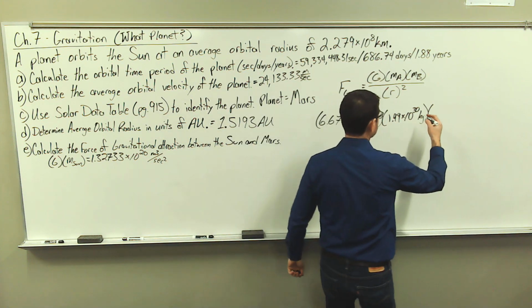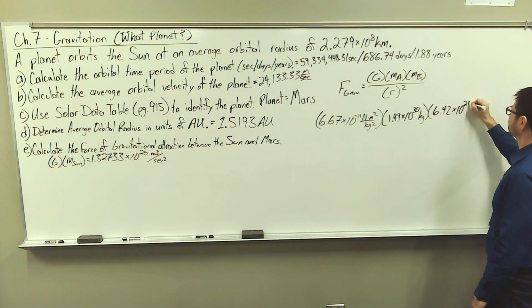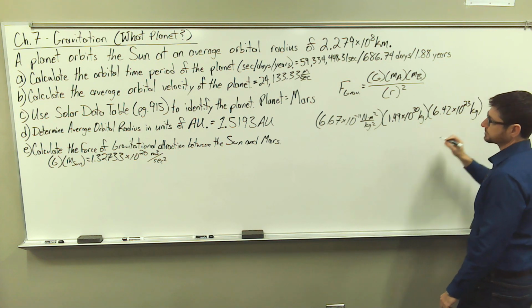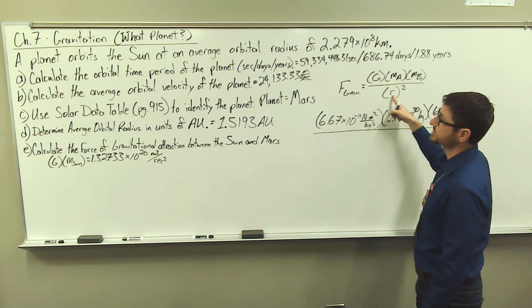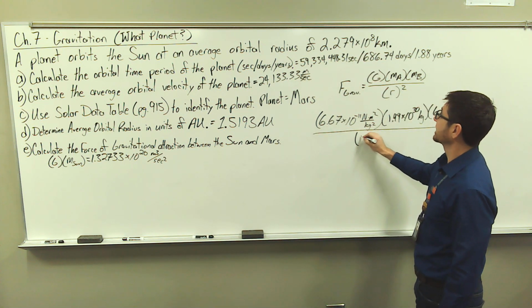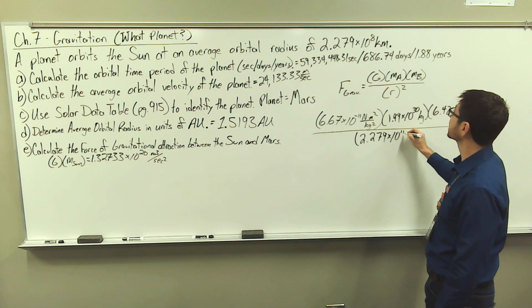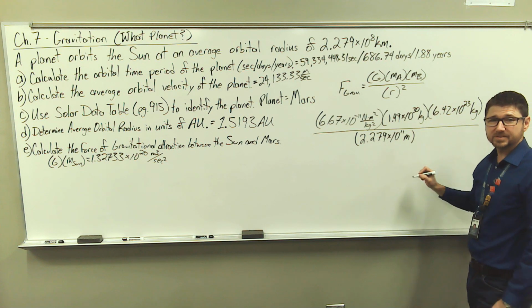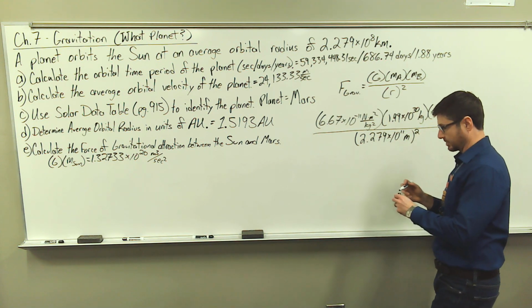So 6.42 times 10 to the 23rd kilograms. And we're dividing this by the average orbital radius. So I have right here, I've got 2.279 times 10 to the 11th. We're in units of meters, and I'm going to square that, okay?